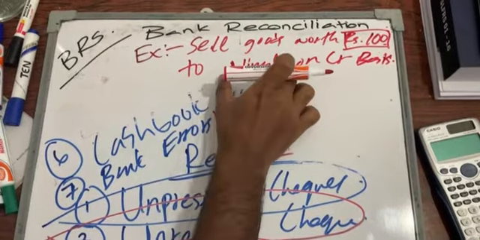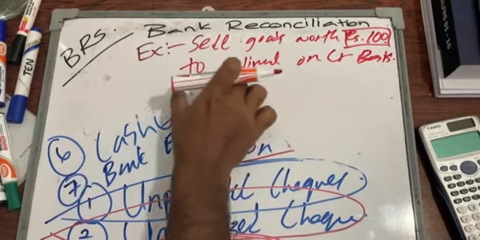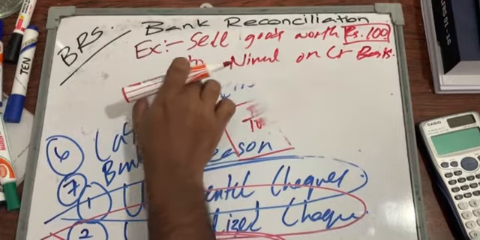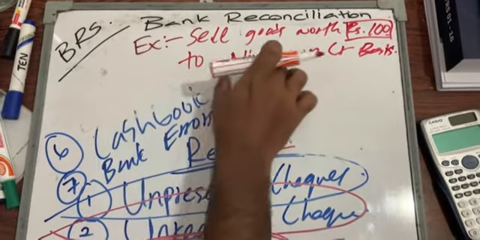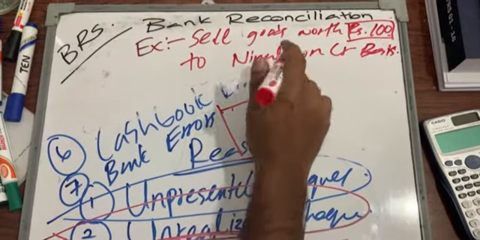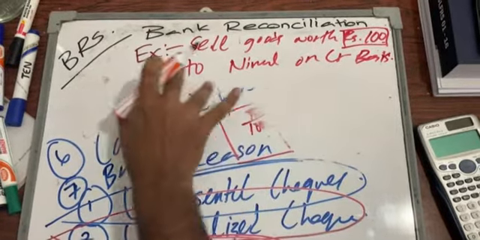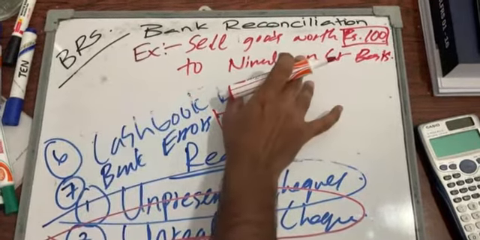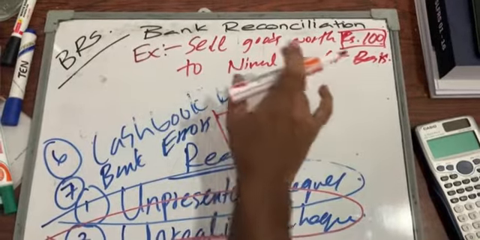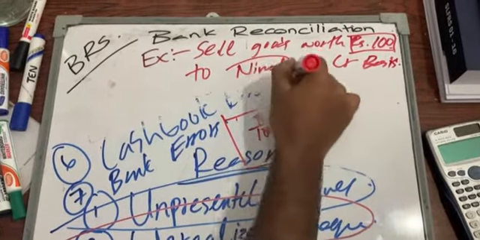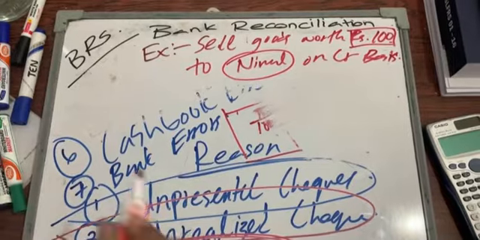This Nimal, the debtor of our business, directly deposits the amount he owes to our business to our bank account. This is direct deposit.